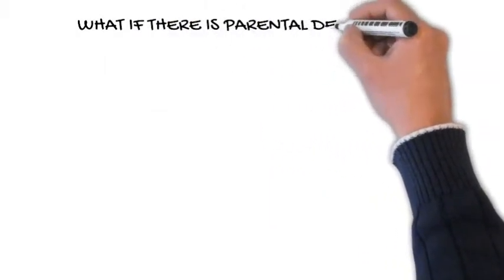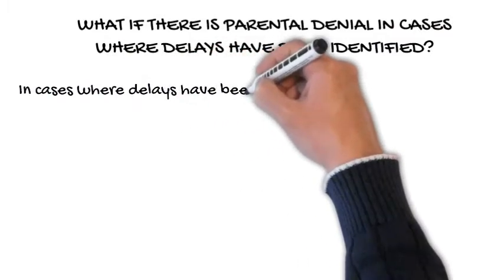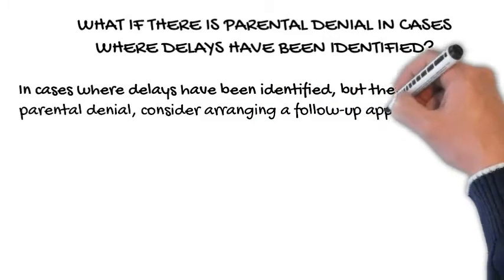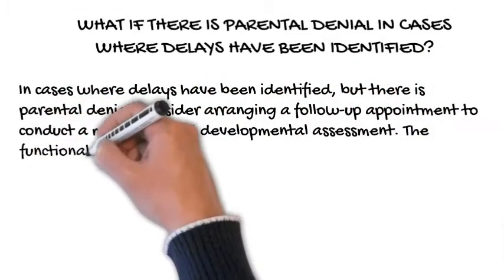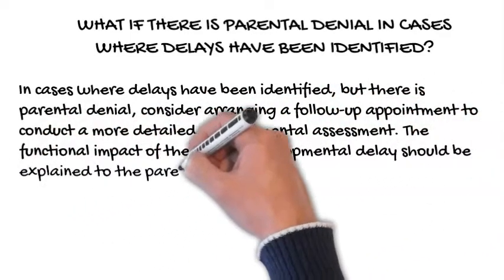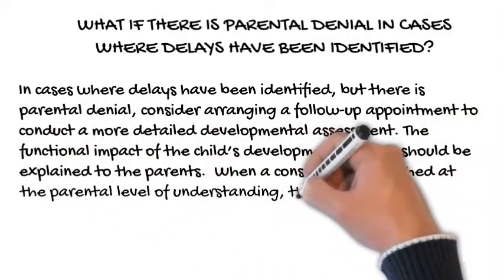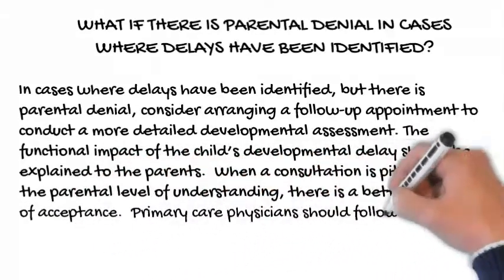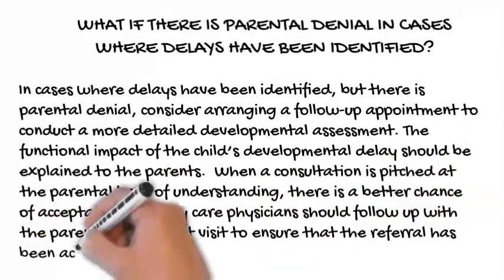What if there is parental denial in cases where delays have been identified? In cases where delays have been identified, but there is parental denial, consider arranging a follow-up appointment to conduct a more detailed developmental assessment. The functional impact of the child's developmental delay should be explained to the parents. When a consultation is pitched at the parental level of understanding, there is a better chance of acceptance. Primary care physicians should follow up with the parents at the next visit to ensure that the referral has been activated.